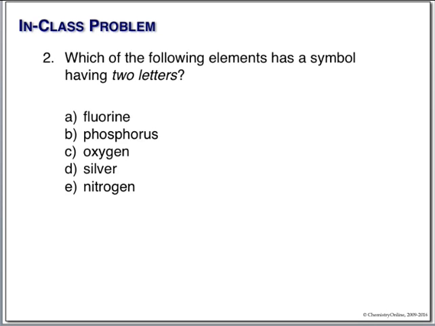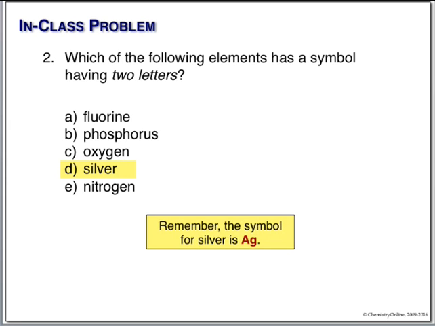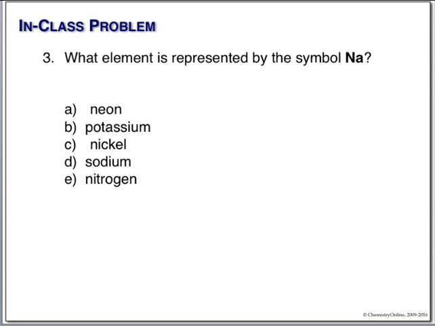Which of these has a symbol with 2 letters? Fluorine, phosphorus, oxygen, silver or nitrogen. Remember at the bottom of the periodic table, we plucked out silver and said, gee, that's unusual. It's an Ag. Fluorine is an F, phosphorus is a P, oxygen is O, and nitrogen is N. What's Na? Everyone knows that. That's our friend sodium.